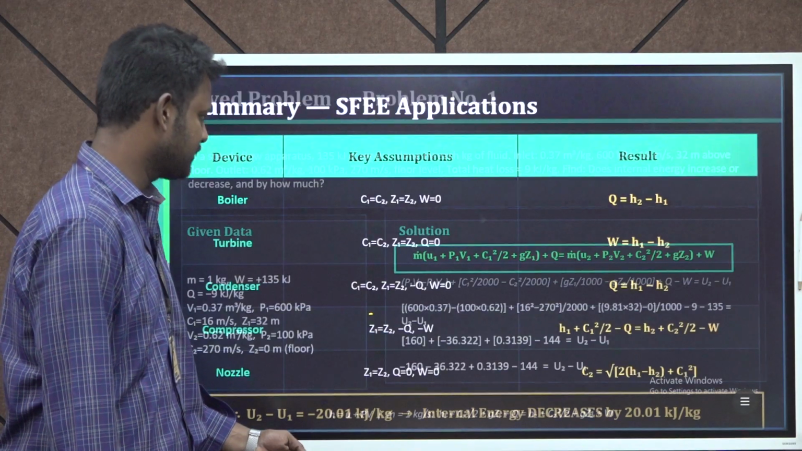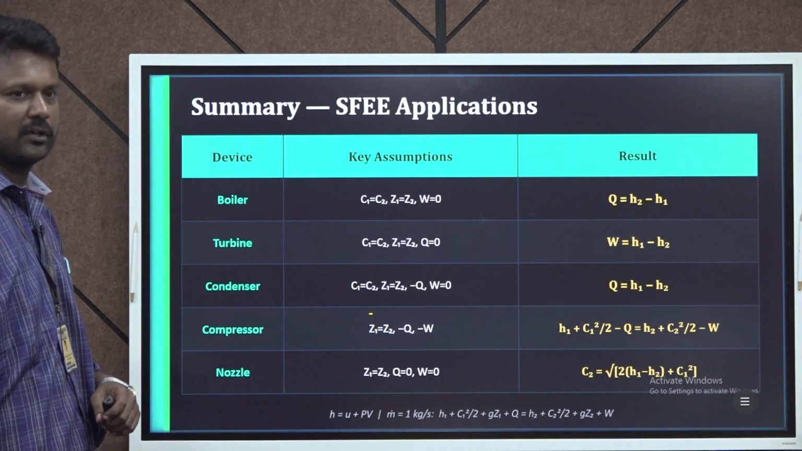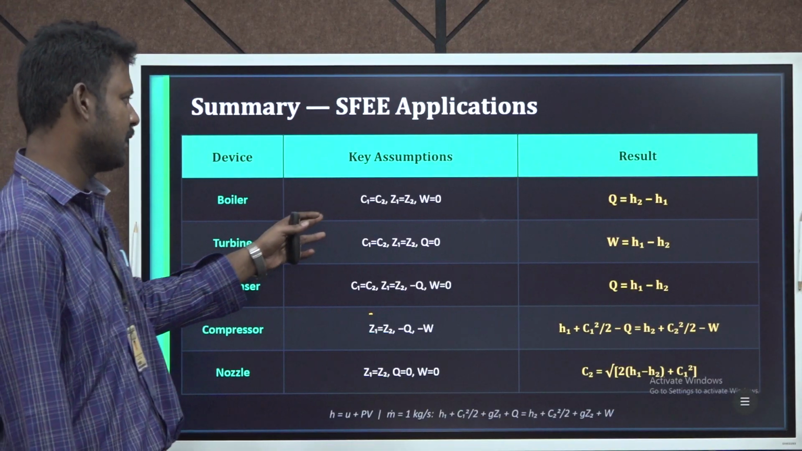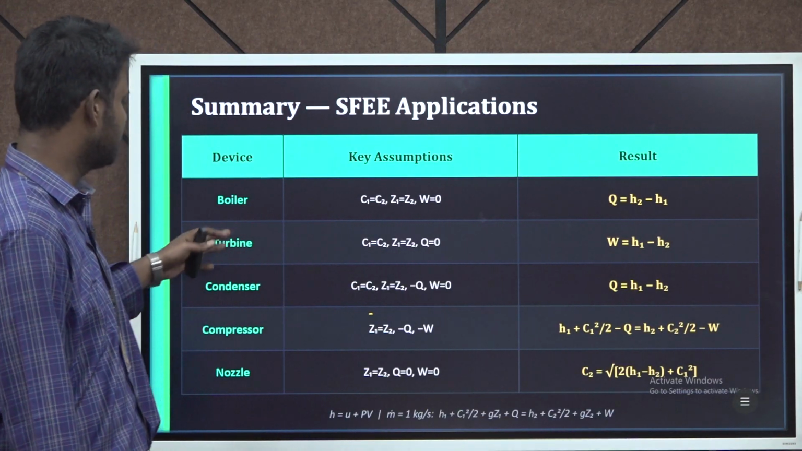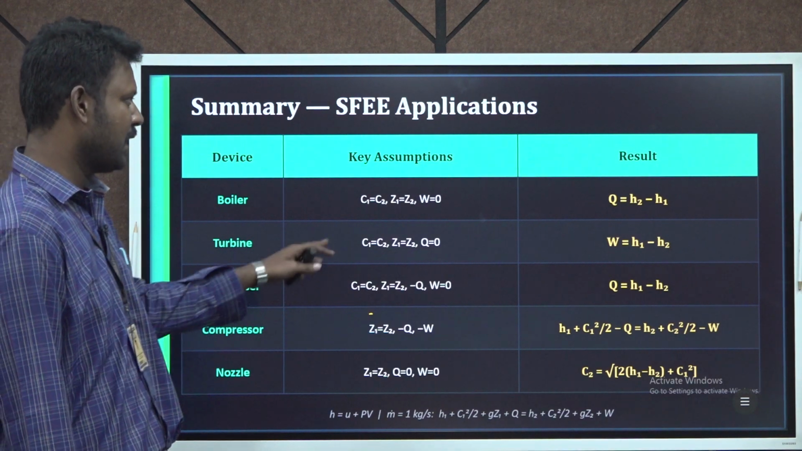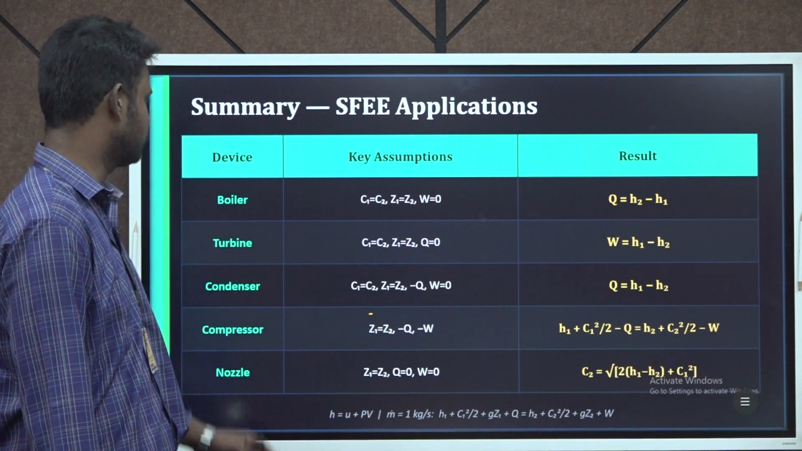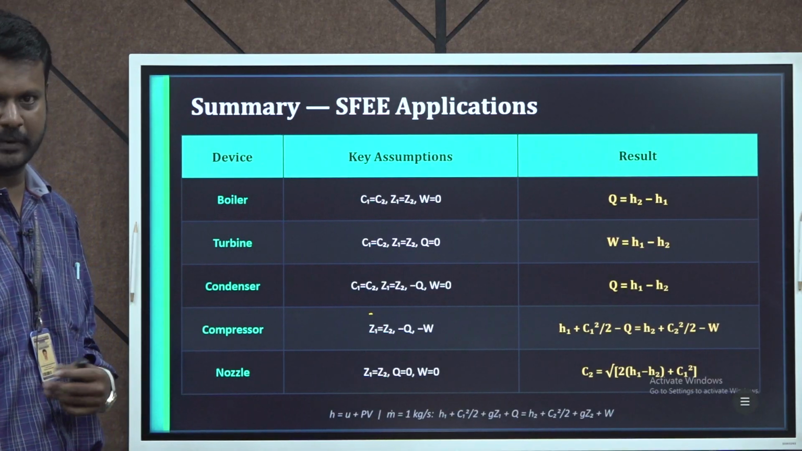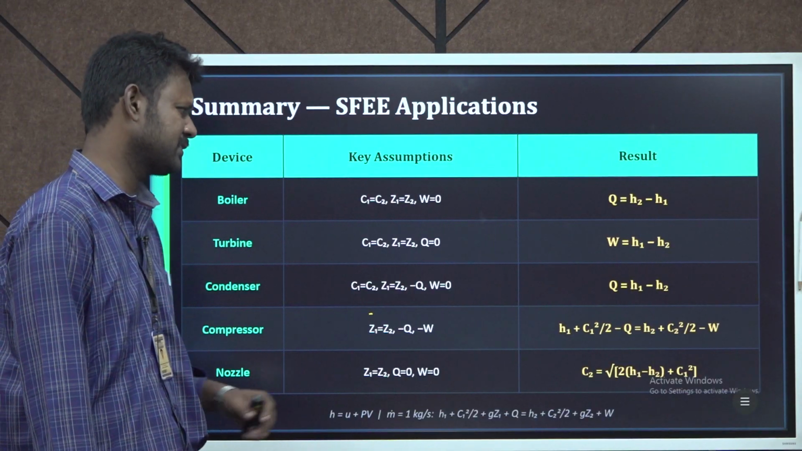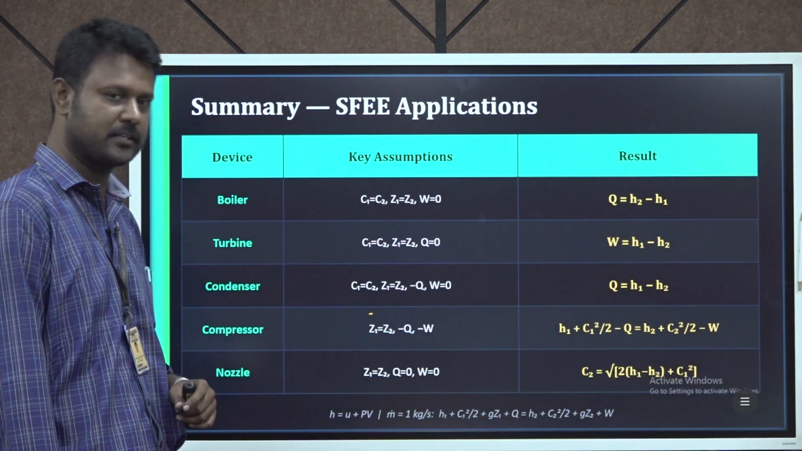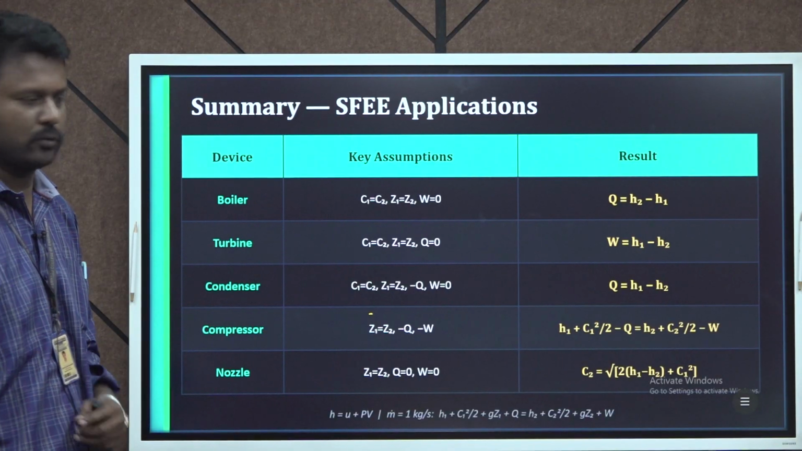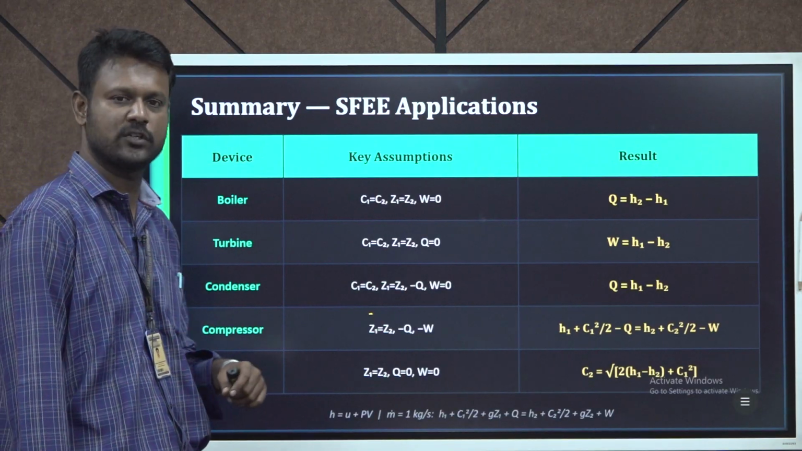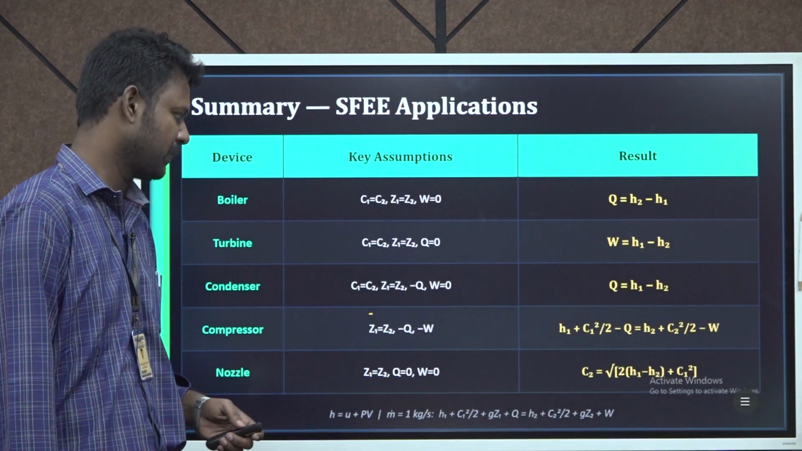And with this, I am giving the summary of the SFE applications. These are the assumptions for boiler, turbine, condenser, compressor and nozzle, and the results are: Q is equal to H2 minus H1 for a boiler. For a turbine it is W is equal to H1 minus H2. For a condenser Q is equal to H1 minus H2. For a compressor it is H1 plus C1 square by 2 minus Q is equal to H2 plus C2 square by 2 minus W, and for a nozzle it is C2 is equal to the square root of 2 into H1 minus H2 plus C1 square.